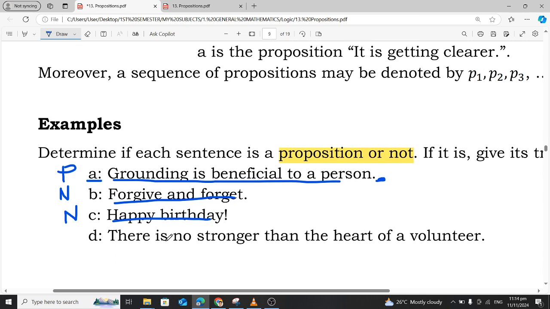Letter D. There's no stronger than the heart of a volunteer. Okay, proposition ba? Statement ba siya nga gahatag og information? Yes. Therefore, declarative. Now, naa ba siya truth value? Tinuod ba or dili? Yes, naa gyapon siya og truth value. The truth value is true, tinuod. There is no stronger than the heart of a volunteer. Again, proposition siya tungod kay declarative sentence at the same time naa siya truth value. Tinuod nga there is no stronger than the heart of a volunteer.